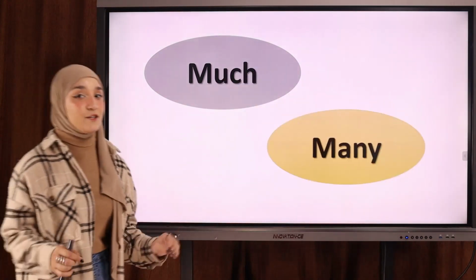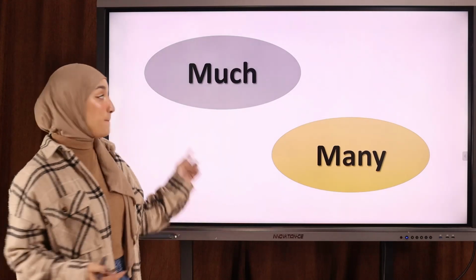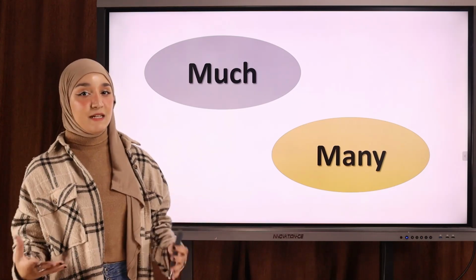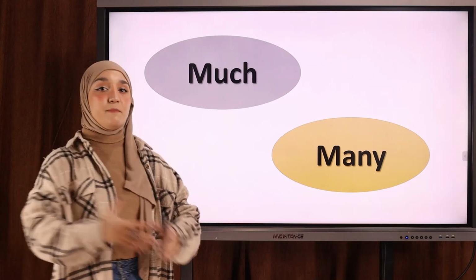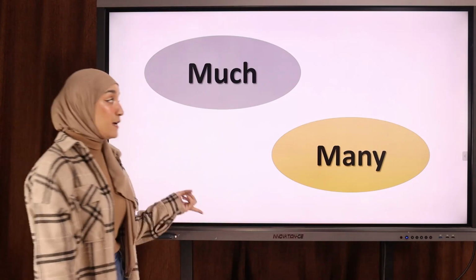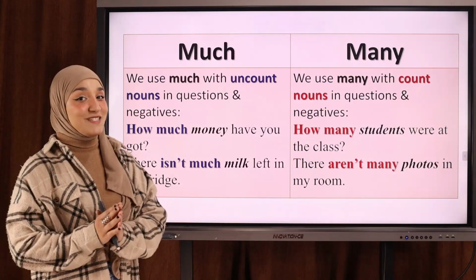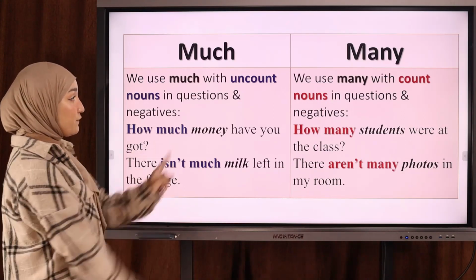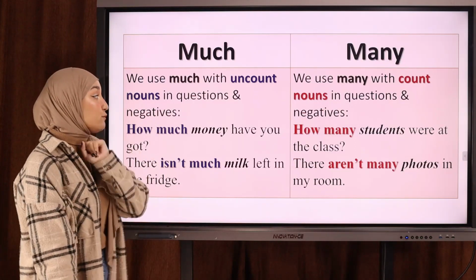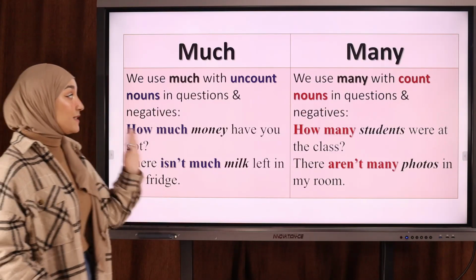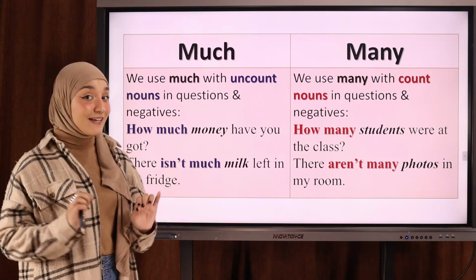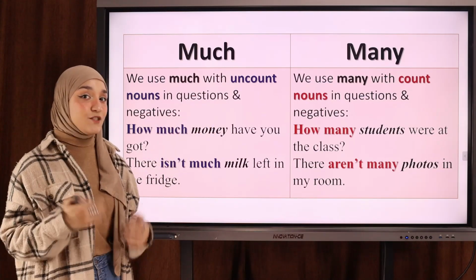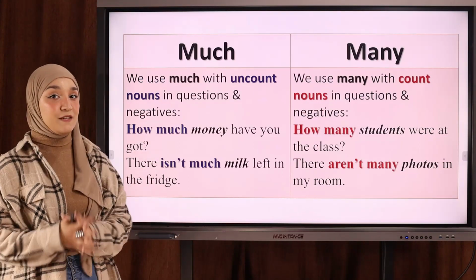So the first 2 quantifiers أول كلمتين much and many. Much many. Now they both mean الكثير من or العديد من. لديهم نفس المعنى. الكثير من شيء أو العديد من شيء. Okay, much and many. But they don't have the same use. ليس لديهم نفس الاستعمال. So let's take a look. هيا نلقي نظرة. So here I have much versus many. We use much with uncount nouns in questions and negatives. So نستعمل much مع الأشياء الغير قابلة للعد. الغير قابلة للعد. Okay, لطرح أسئلة وفي صيغة النفي. Okay, in questions and interrogative sentences and negatives في صيغة النفي.